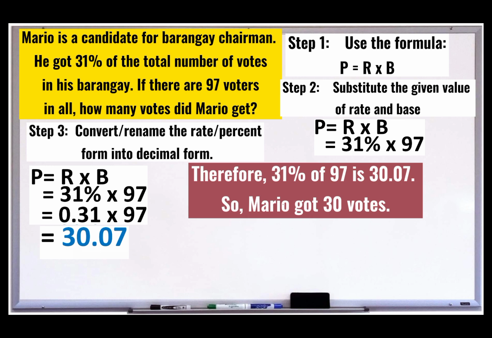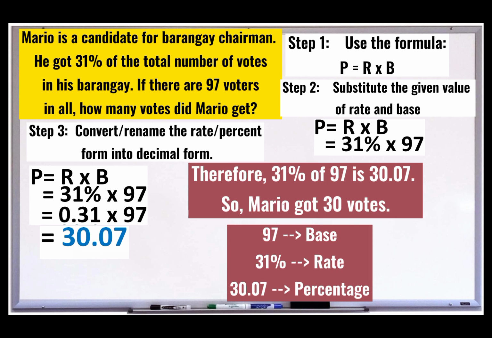So, Mario got 30 votes. In the expression, 31% of 97 is 30.07. 97 is what we called as the base, 31% is called the rate, and 30.07 is called the percentage.